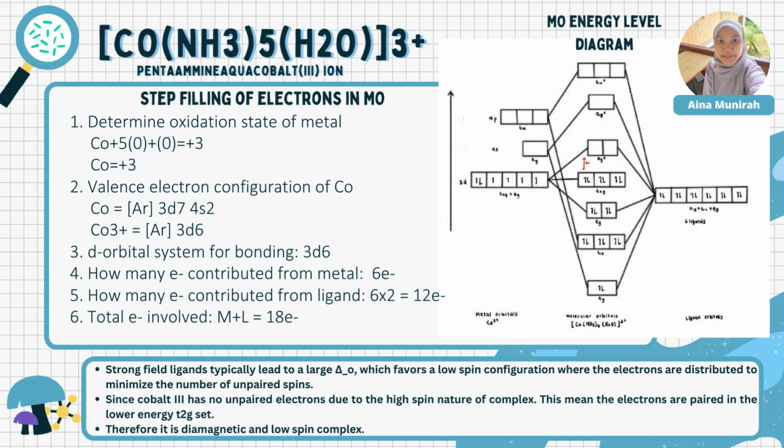Strong field ligands typically lead to a large splitting energy, which favors a low spin configuration where the electrons are distributed to minimize the number of unpaired spins. Hence, cobalt 3+ has no unpaired electrons due to the low spin nature of the complex. This means the electrons are paired in the lower energy t2g set. Therefore, it is a diamagnetic, low spin complex.